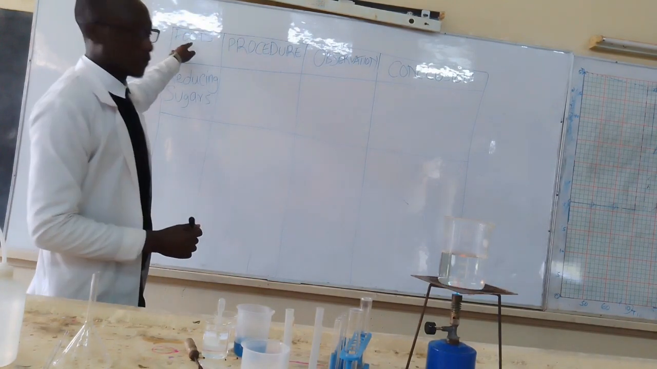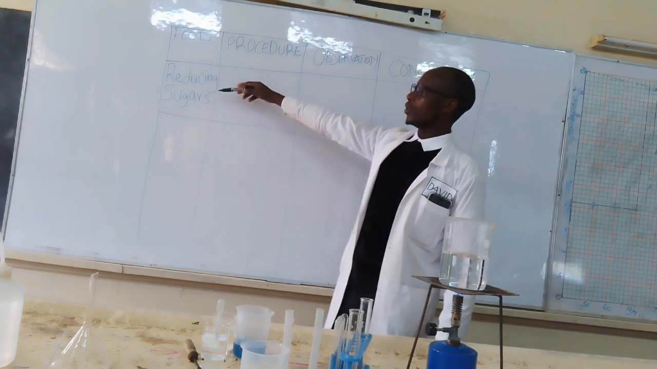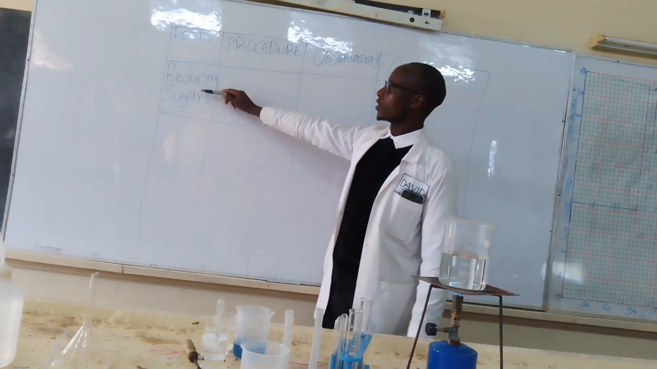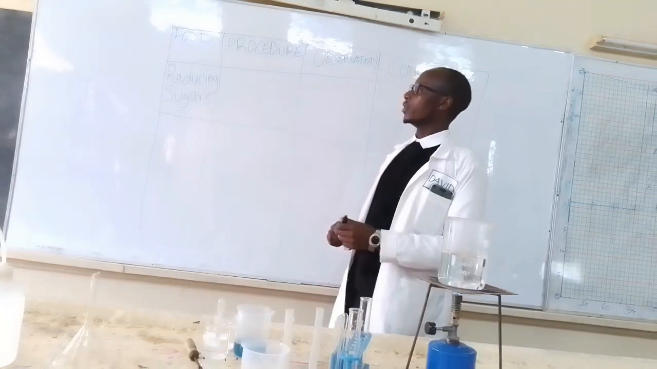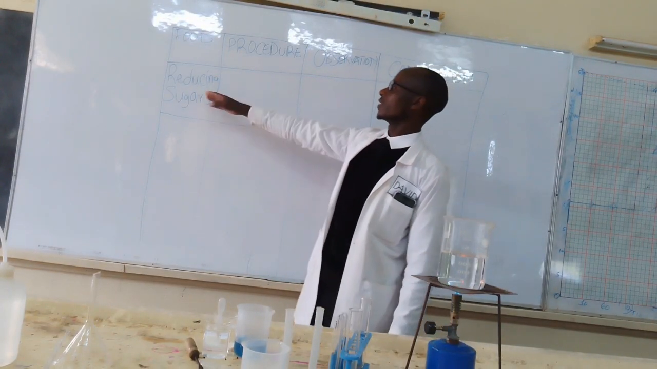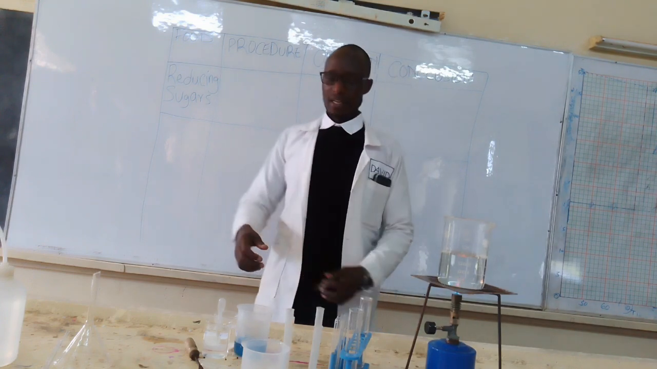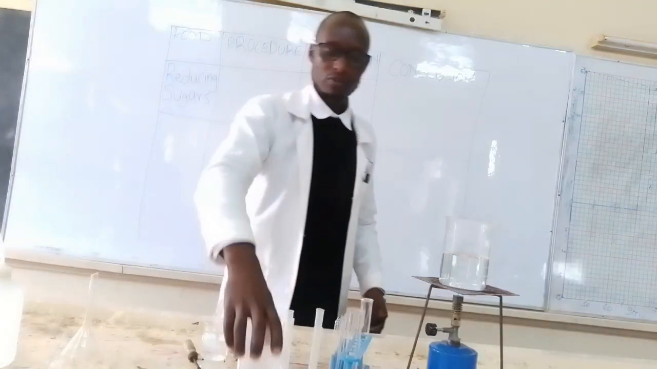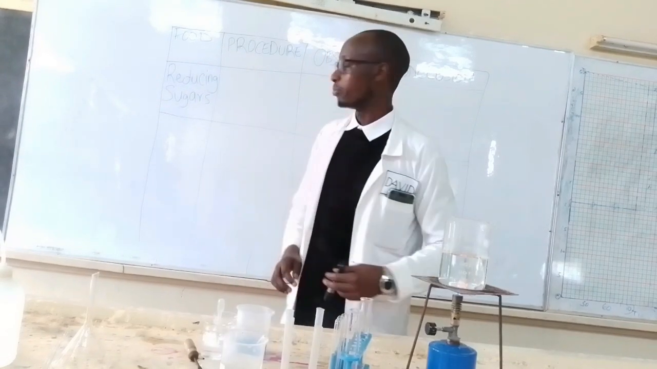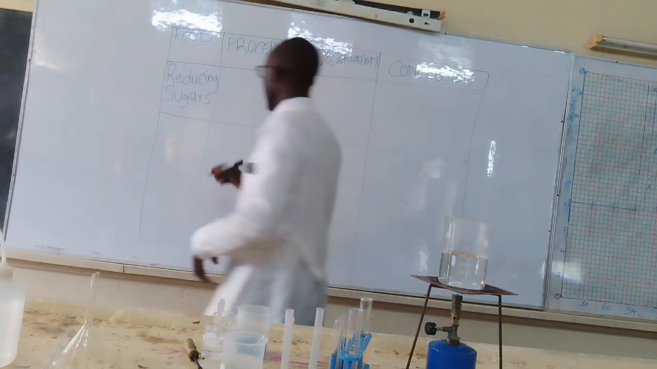Here where it's indicated food, I'm going to write the food substance that I'm going to test, that is reducing sugars. Never ever confuse and write here Benedict solution. No, we are not testing for Benedict. We are testing for the presence of reducing sugars in the food substance that we've been provided with, this solution P. So in procedure, this is how you write the procedure.